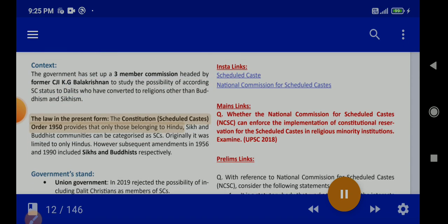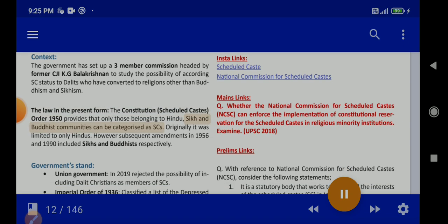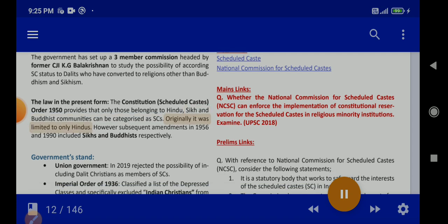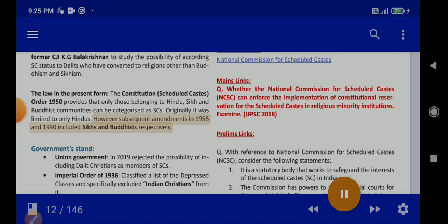The law in the present form. The Constitution (Scheduled Castes) Order, 1950 provides that only those belonging to Hindu, Sikh and Buddhist communities can be categorized as SCs. Originally it was limited to only Hindus. However, subsequent amendments in 1956 and 1990 included Sikhs and Buddhists respectively.